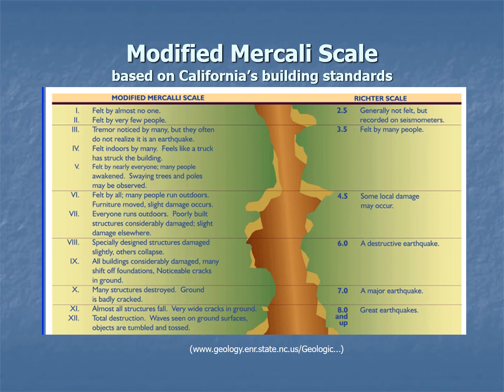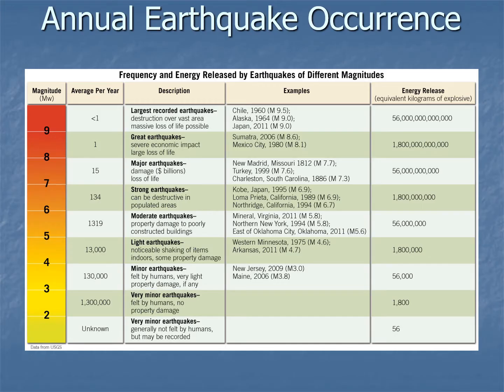Okay, so here's your modified Mercalli scale being compared to the modern moment magnitude scale. Notice that the 11 and 12 correspond to an 8.0 and up, which are considered great earthquakes. A 10 on modified Mercalli corresponds to a 7 on Richter, a major earthquake, and so forth. So you might pause here and take a look at it. It's pretty interesting. You can pause here and look at this if you would like.